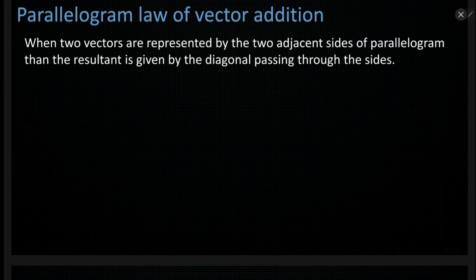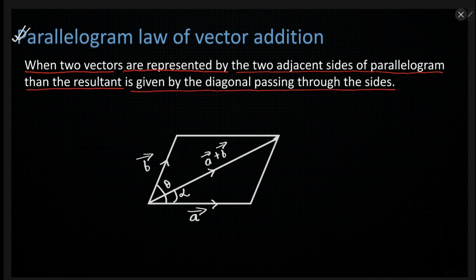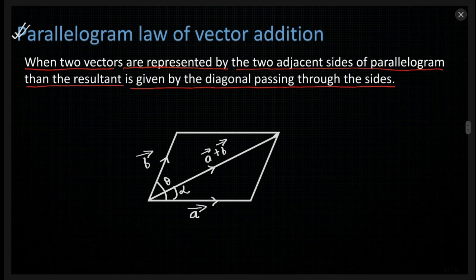Let's start with another law of vector addition, which is the parallelogram law of vector addition, which states when two vectors are represented by the two adjacent sides of a parallelogram, then the resultant is given by the diagonal passing through the sides. Now let's try to study the parallelogram law of vector addition from this diagram.